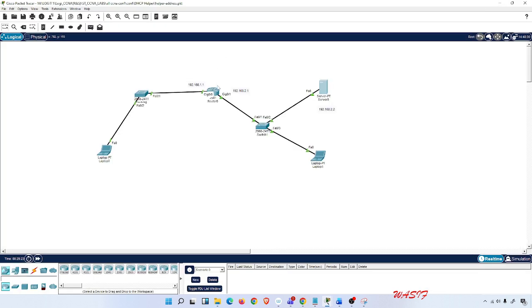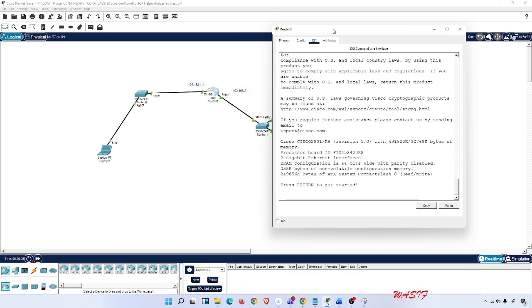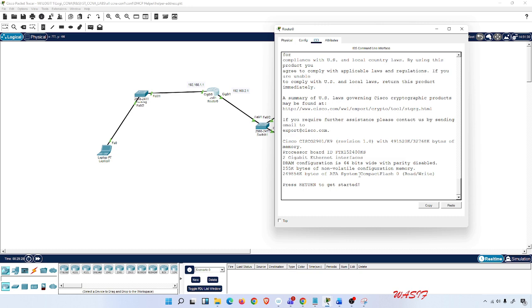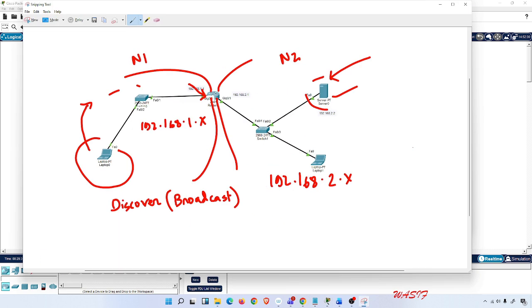Now what you need to do here is find the interface that will receive the broadcast. Which interface will receive the broadcast? This is the interface that will receive the broadcast. So you need to have a relay agent here, and the relay agent will convert the broadcast into unicast and send it to the DHCP server. In order to send to the DHCP server, the relay agent must know the IP address of the DHCP server.